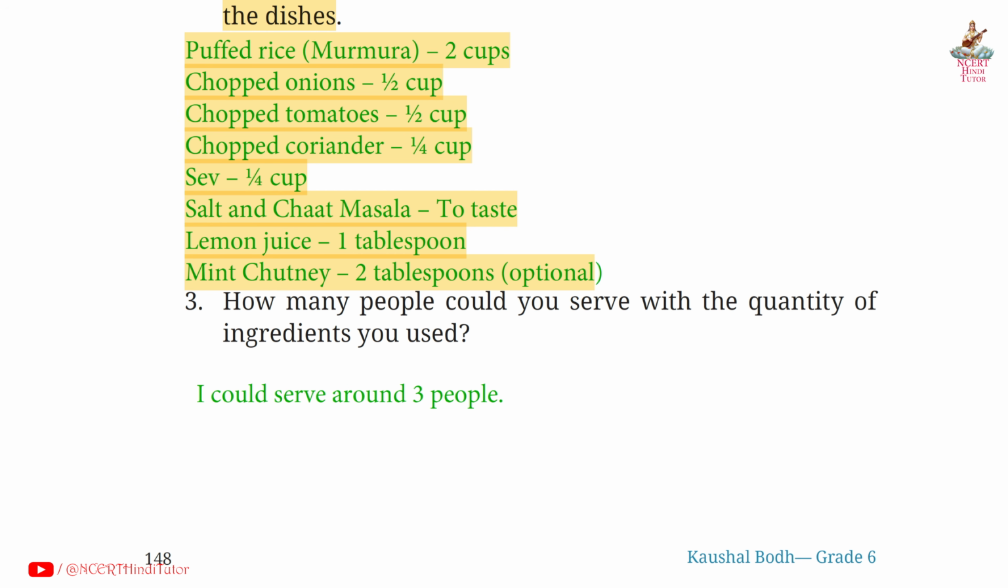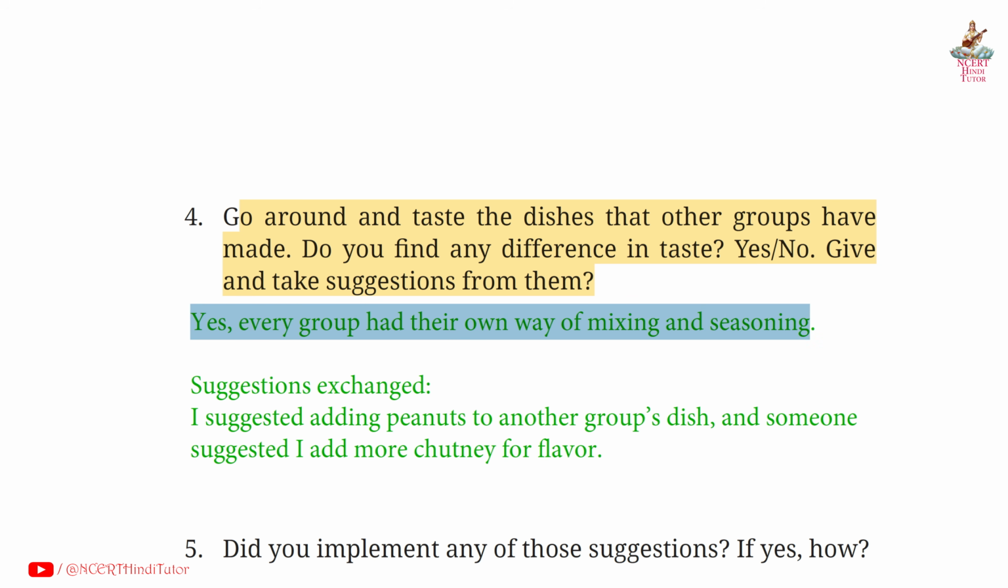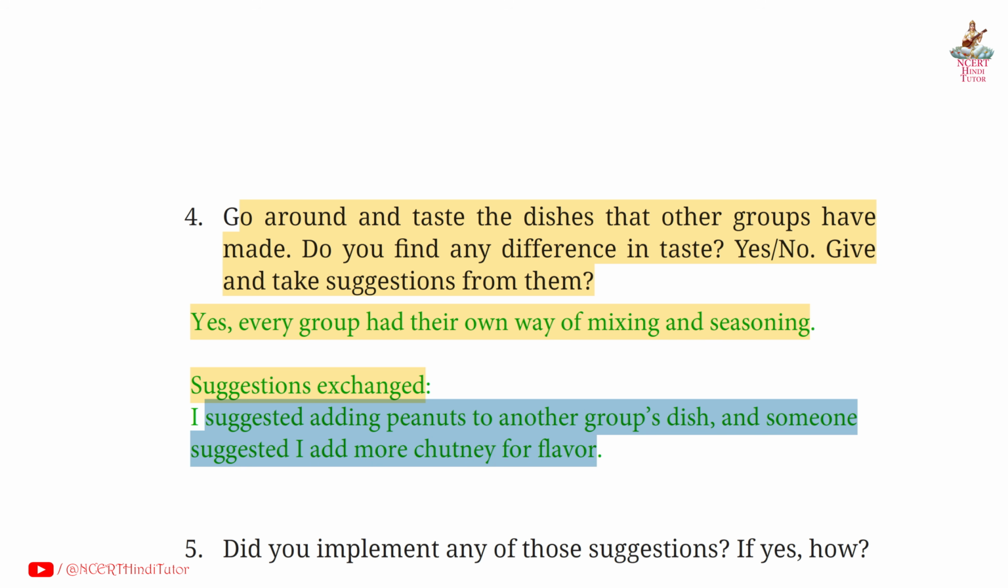Question 3. How many people could you serve with the quantity of ingredients you used? Answer: I could serve around 3 people. Question 4. Go around and taste the dishes that other groups have made. Do you find any difference in taste? Yes, no. Give and take suggestions from them. Answer: Yes. Every group had their own way of mixing and seasoning. Suggestions exchanged. I suggested adding peanuts to another group's dish, and someone suggested I add more chutney for flavor.